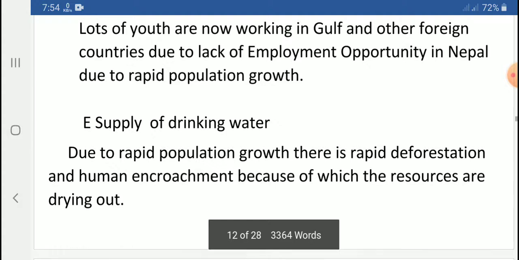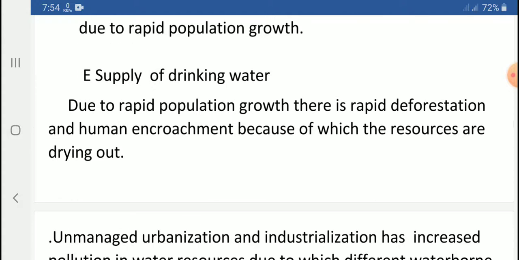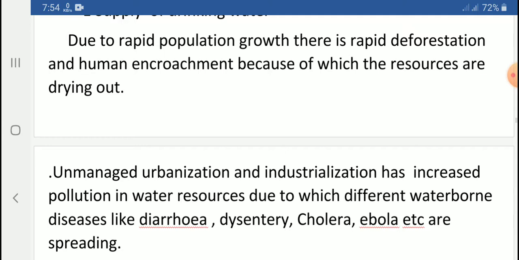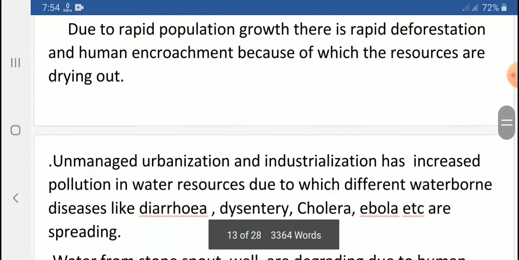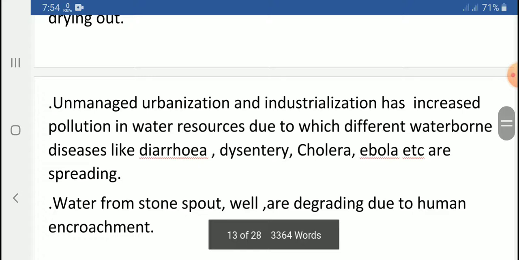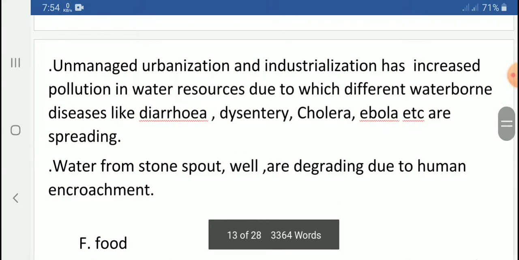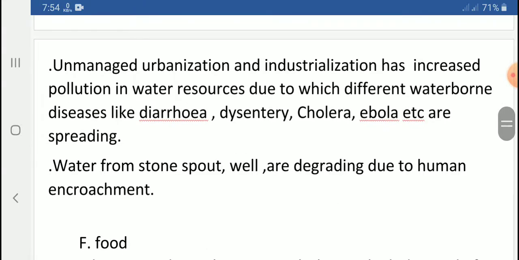And next one is the supply of drinking water. Obviously, due to rapid population growth, there is rapid deforestation and human encroachment is increasing, because of which the water resources are drying out, and as a result it has created a lot of problems of clean drinking water. And even more, unmanaged urbanization and industrialization has increased pollution in water resources, due to which different waterborne diseases like diarrhea, dysentery, cholera, ebola, etc., are spreading a lot.